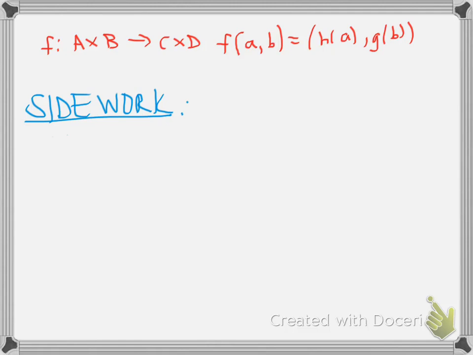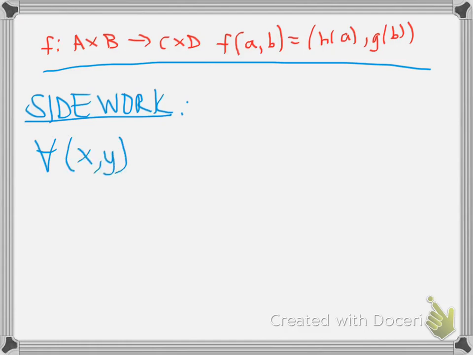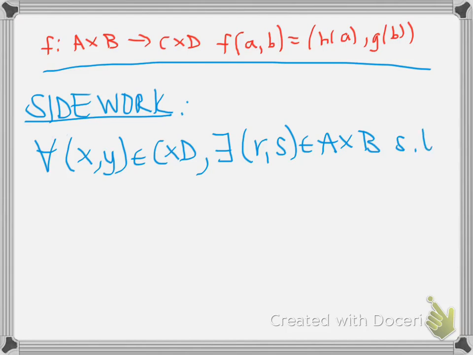So remember, in this case, I rewrote our function again in our domain and codomain. So we want to say for all, let's say x, y in our codomain, so in C cross D, there exists, let's call it RS, in A cross B, such that what do we want to happen? We want F of RS to equal XY. Okay, that's what we want.